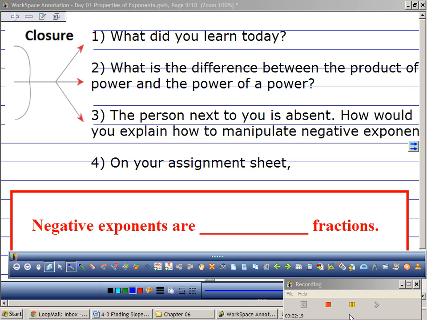You have to write it all? No, just what's in the box. Wait.